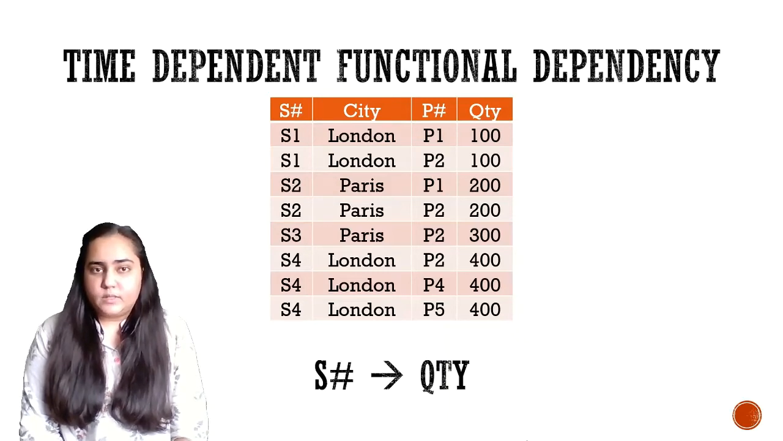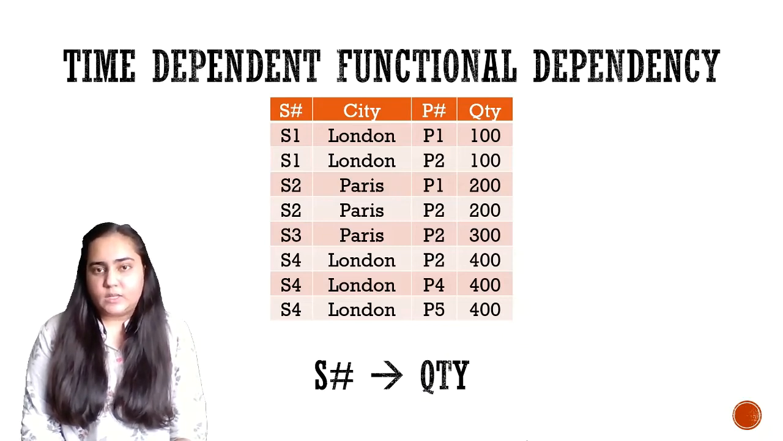Take a look at this dependency, which is a time-dependent functional dependency. S hash determines quantity. You'll notice that whatever was happening with S hash and city, the same thing is happening with S hash and quantity. Every supplier is supplying the same quantity. For example, S1 is supplying 100 every time, no matter which part it is. And S2 is supplying 200, even though it is selling two different parts, P1 and P2. S3 is supplying 300, and S4 is supplying three different parts, all three with 400 quantity.